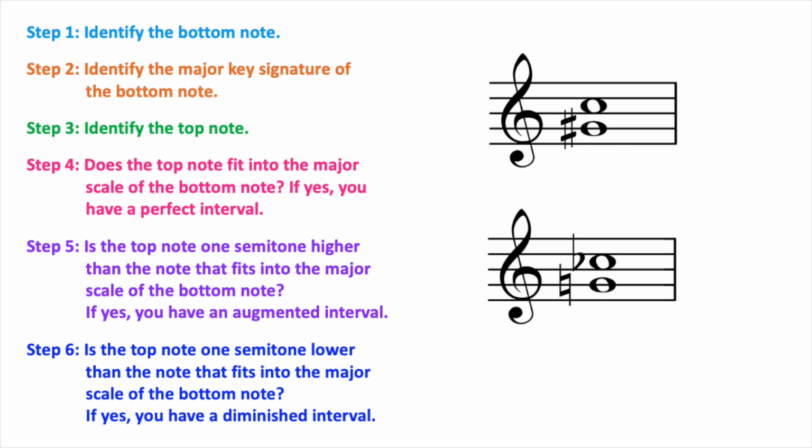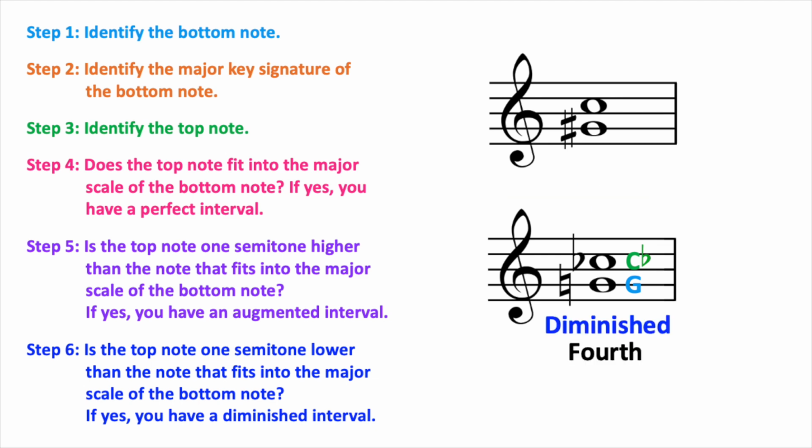My bottom note is now G, and the major key on this note contains F sharp, with all of the other notes being natural. Obviously C flat does not fit into this key signature, so I know that it is not a perfect fourth. Now I need to decide whether the top note is one semitone higher or lower than the note that would fit into the scale. In this case, that note would be C natural. So obviously a C flat would be one semitone lower, making this a diminished fourth.